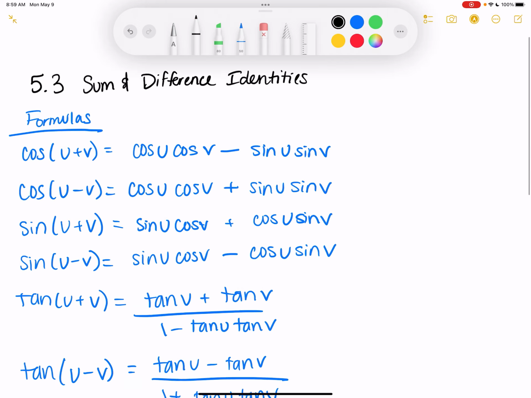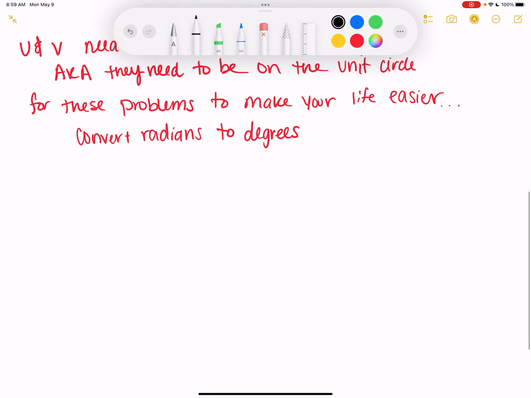Alright, so we're going to look at example number 2. Tangent of 15 degrees. So that's not something off the unit circle that we know, so we need to come up with 2 other known values that either add or subtract to give you 15. So, what would that be? 45 minus 30.